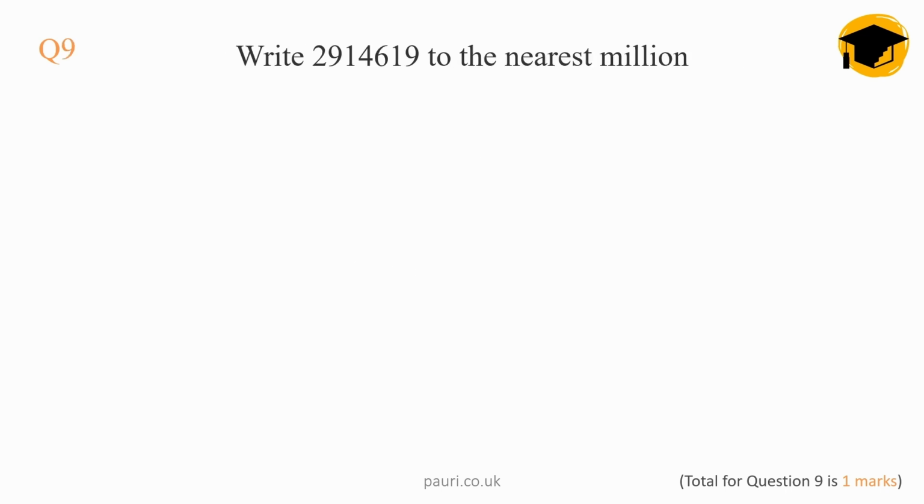Write this number to the nearest million. Let's write commas, make it a bit easy for us. So this number is 2.9 million. This is our millions, this is our hundreds of thousands. So is the 9 5 or above? Yes, it is. So this number is closer to 3 million.